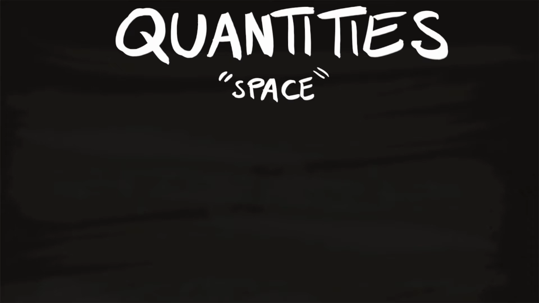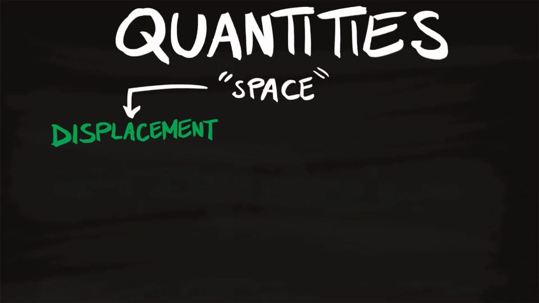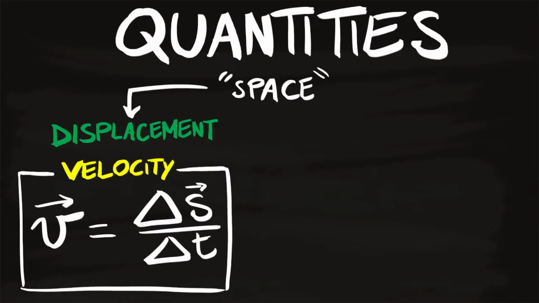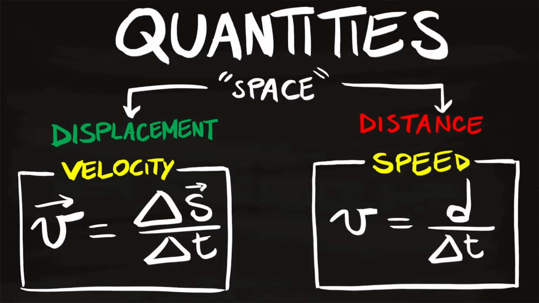If as space you mean displacement, then you have velocity, which is displacement divided by time interval delta t. Velocity is a vector because it is calculated with displacement, which is a vector. If you use distance instead, you get speed, distance over time interval delta t. Speed is not a vector, it's just a number. Neither of those is better, you can use whichever one you want depending on the situation.